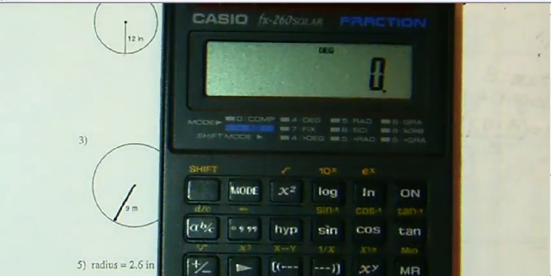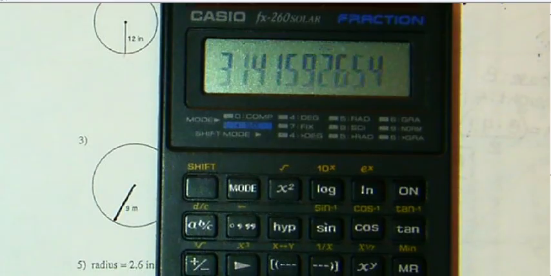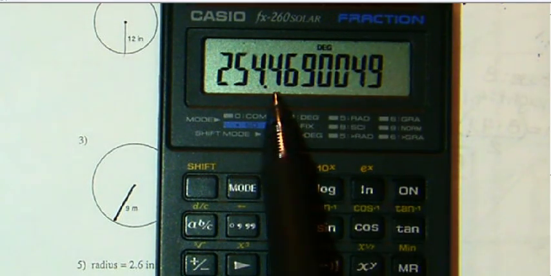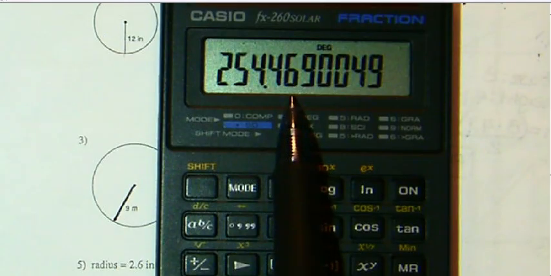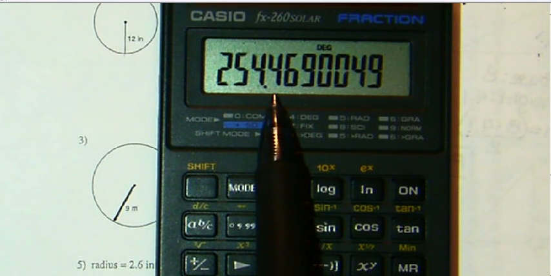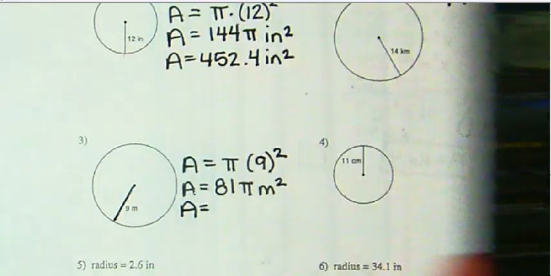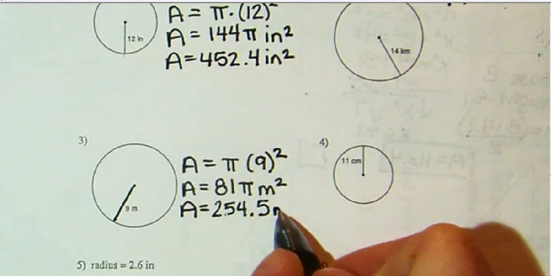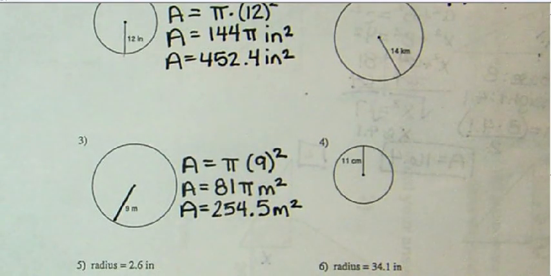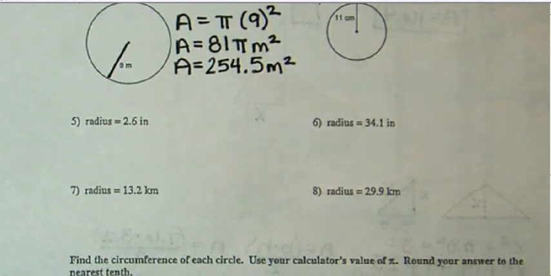But the question asks me to go ahead and multiply that pi out. So I'm going to clear out my screen. I've got 81 times pi equals, and remember you're rounding this to the nearest tenth. So I'm going to look to the right of my tenths place, and this 6 tells me I need to bring my 4 up to a 5. So we've got 254.5, 254.5 meters squared. Okay? We're going to do one where the radius is given to you. I'm going to ask you to do number 7 on your own.